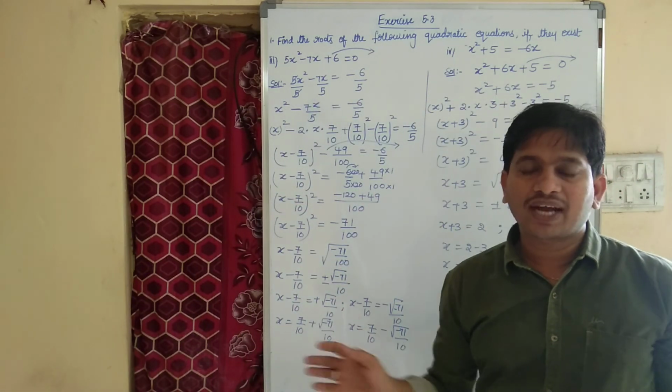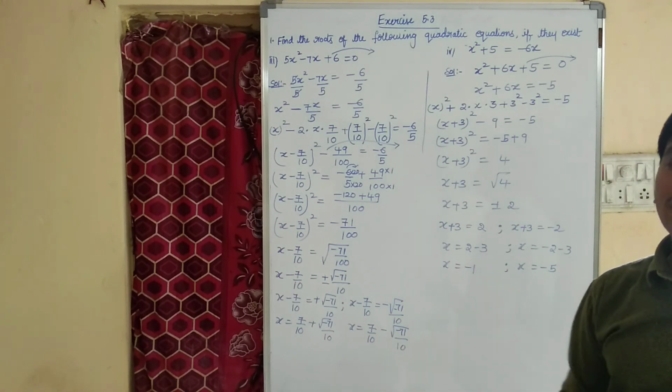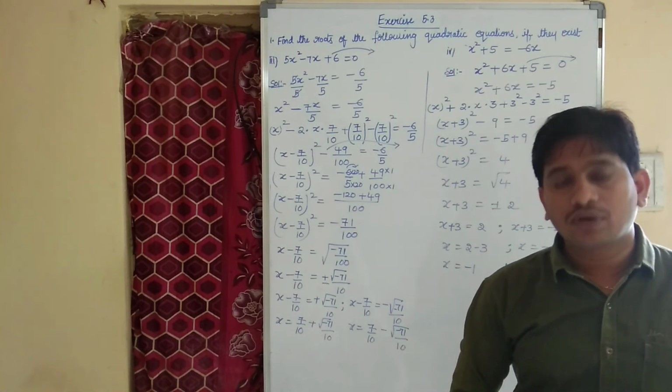Okay. Once you practice, children, you will get this method easily. This method is called the completing the square method. Okay. I hope you understood the bit number 1.